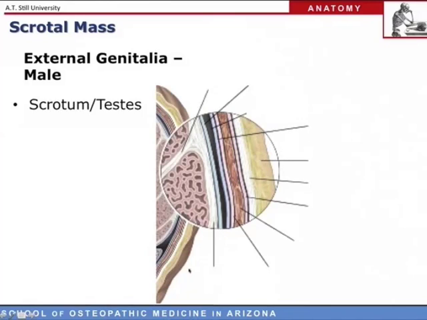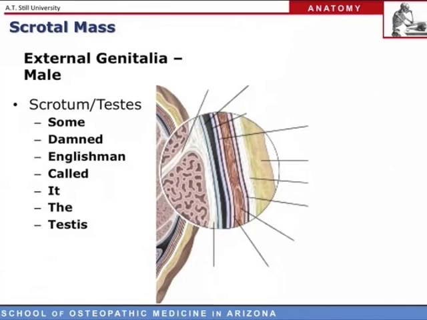Fear not, though. I have this wonderful mnemonic to help you remember the layers of the scrotum. There we go. Some damned Englishman called it the testis. So this is what you can use to remember, in order from superficial to deep, the layers of the testis. So why do we care about this? Well, let's say in that patient that had the hydrocele that you want to aspirate that serous fluid from the hydrocele. You would want to know which layers the needle passes through to reach that tunica vaginalis to drain that fluid out.